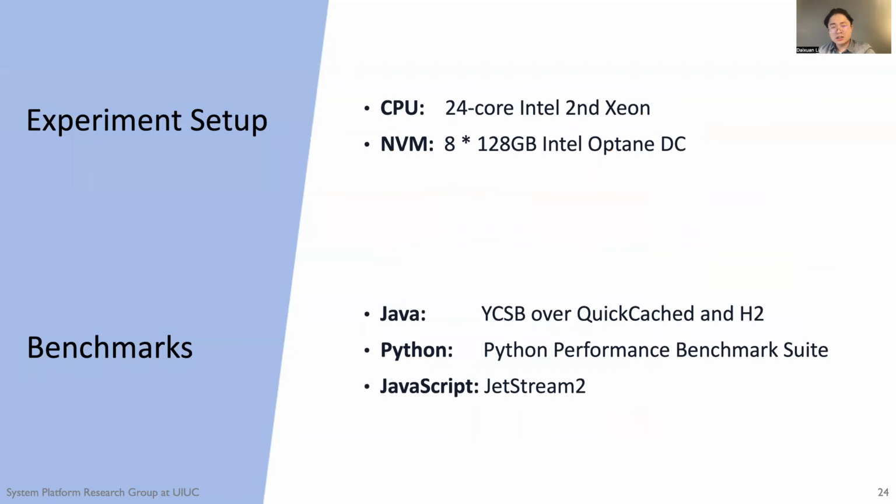In our evaluation, we use a 24-core Intel second generation Xeon CPU and a 128GB Intel Optane NVM as testbed. We evaluate UniHeap with a variety of synthetic workloads and benchmarks. For Java, we use the VSSV workload over QuickCacheD and H2. For Python, we use the Python performance benchmark suite. For JavaScript, we use JetStream 2, a JavaScript benchmark suite for web applications. Due to the time limit, we only present the most critical results here.